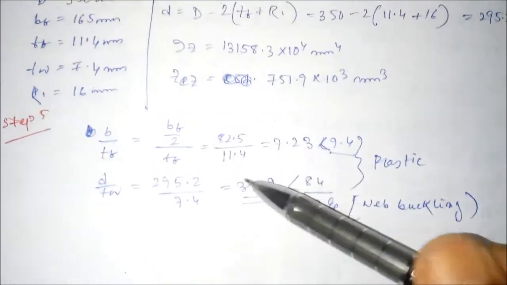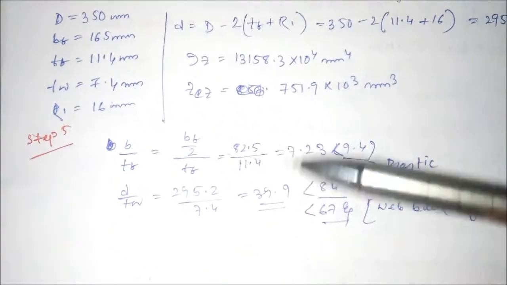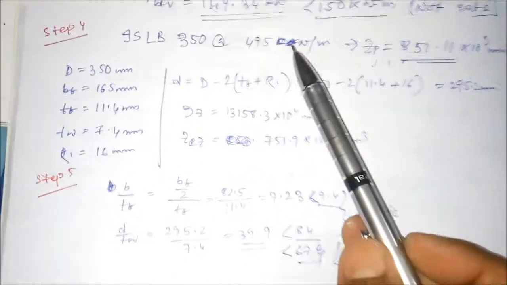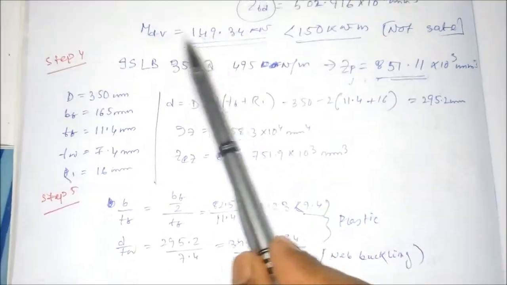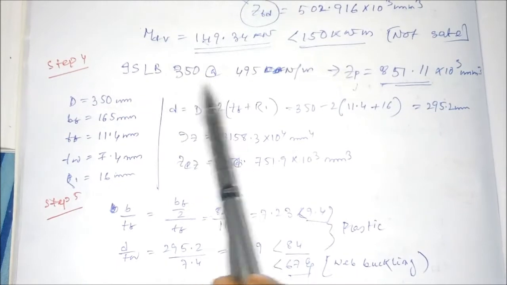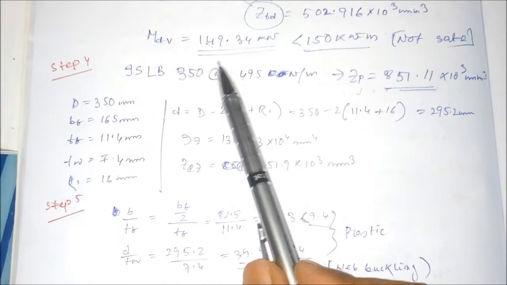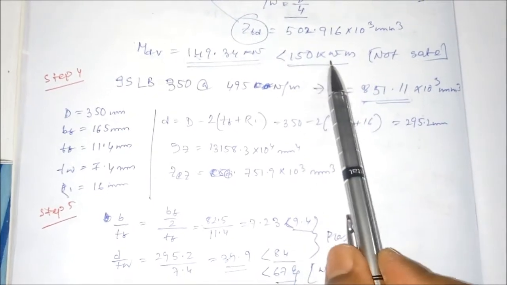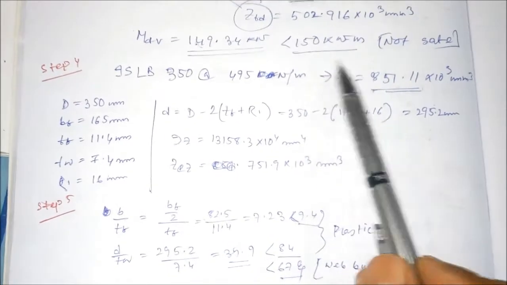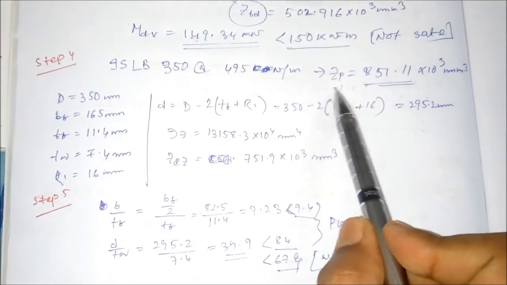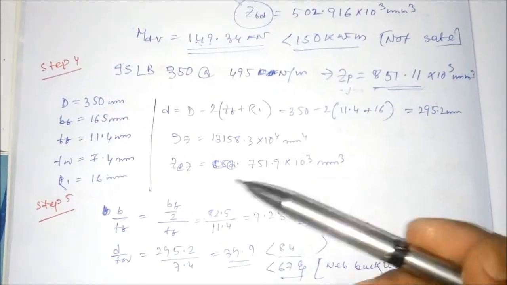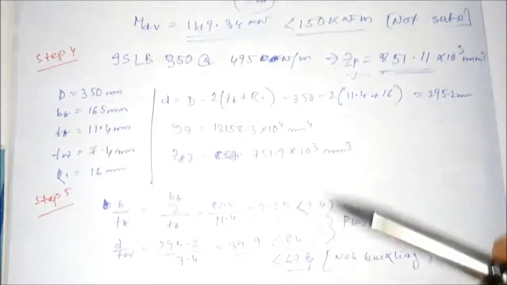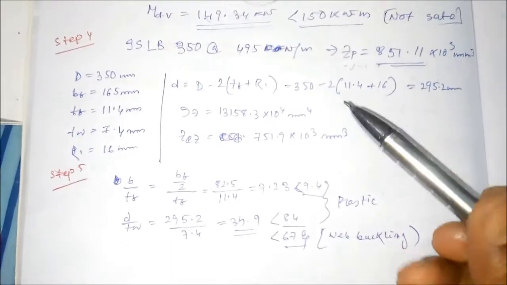So basically what we are doing, we are again going through the same steps and taking a different section. Why have we taken this section? Because the last section was not sufficient to resist this moment. In this we are again making the value of Zp higher, so that the design bending strength will be higher to resist the bending moment, right?